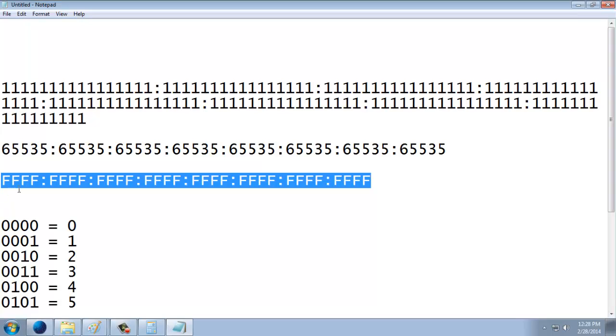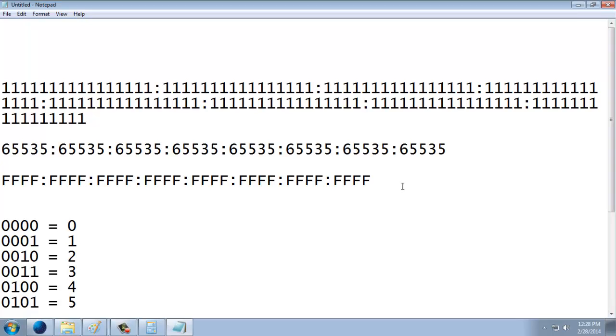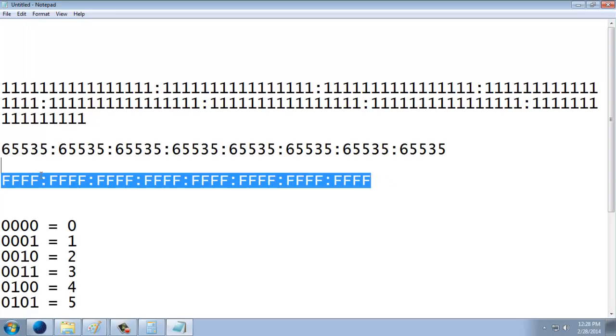That's the reason behind the geniuses, networking gods from IETF. They decided, okay, we will not use this decimal number anymore. We will use hexadecimal to represent IP version 6 addresses. Now I hope the concept you are getting is clear.